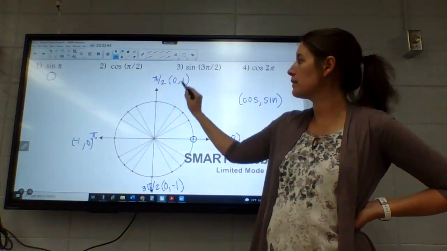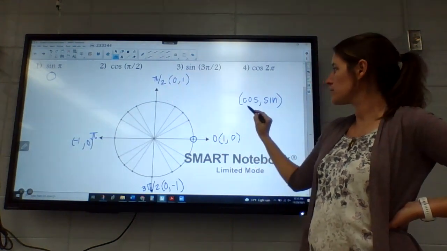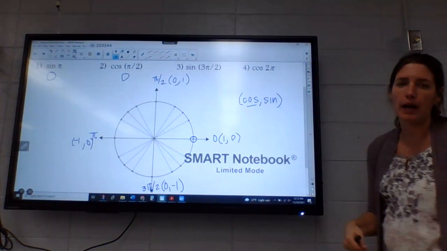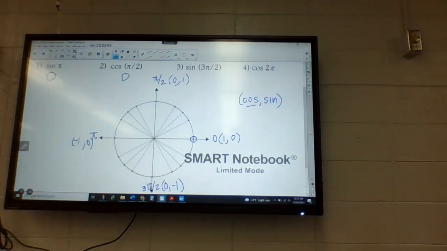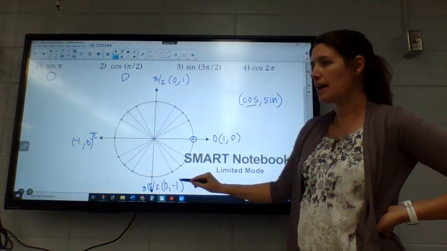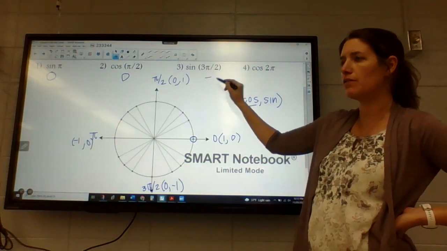So cosine of pi over 2. We're up here. Cosine's the first term, so cosine of pi over 2 is just 0 again. What's sine of 3 pi over 2? Negative 1. 3 pi over 2 is down here. The sine is the second value, so that would be negative 1.